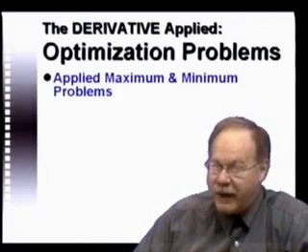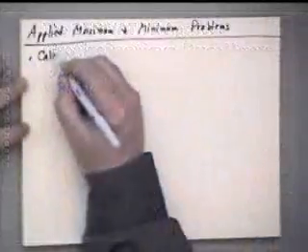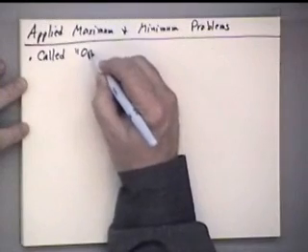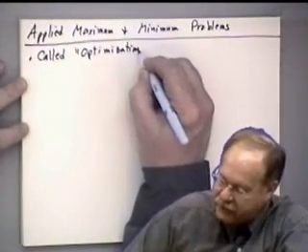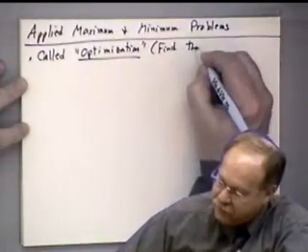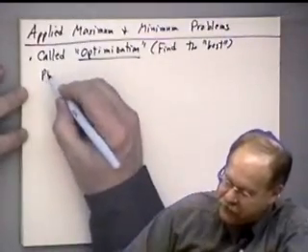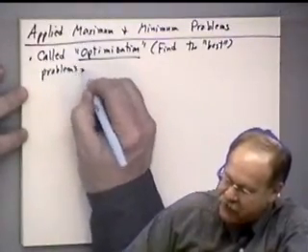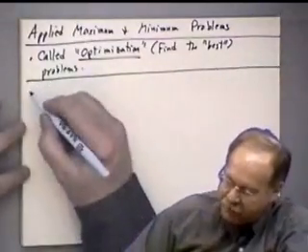What it means is looking at maximum and minimum problems as we have been doing. Now the word optimization is used in many of these situations because optimize or optimization means to find the best. And that's what we want to do. We want to find the best in these problems, the best solution. And sometimes that means a maximum, sometimes that means a minimum.